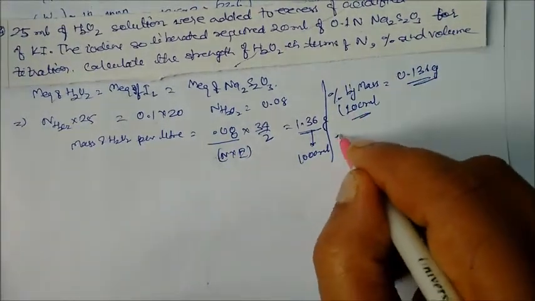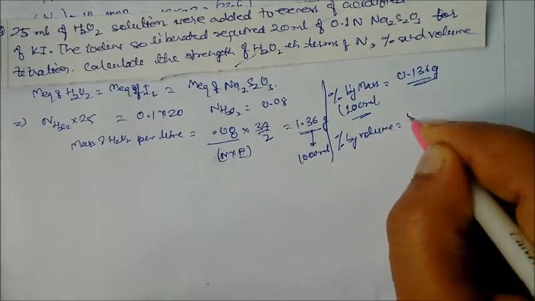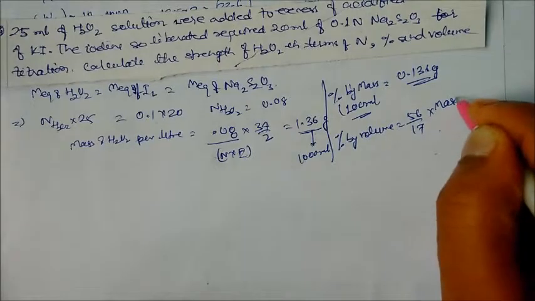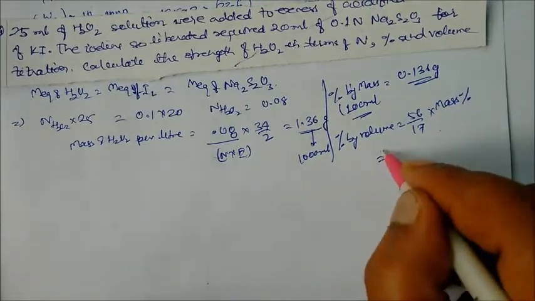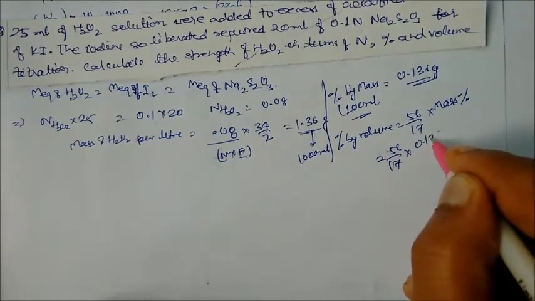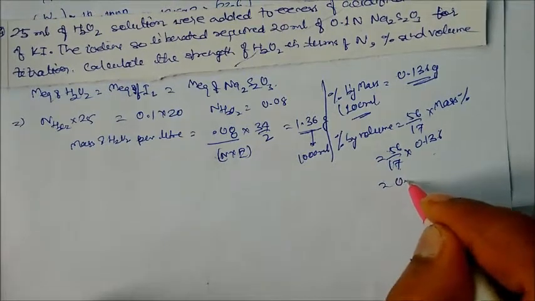So again percentage by volume if you want. So percentage by volume will be 56 by 17. Use the formula and multiplied by mass percent. So if you multiply by mass percent, this will give 56 by 17 into mass percentage 0.136. So here we will get the answer 0.448.